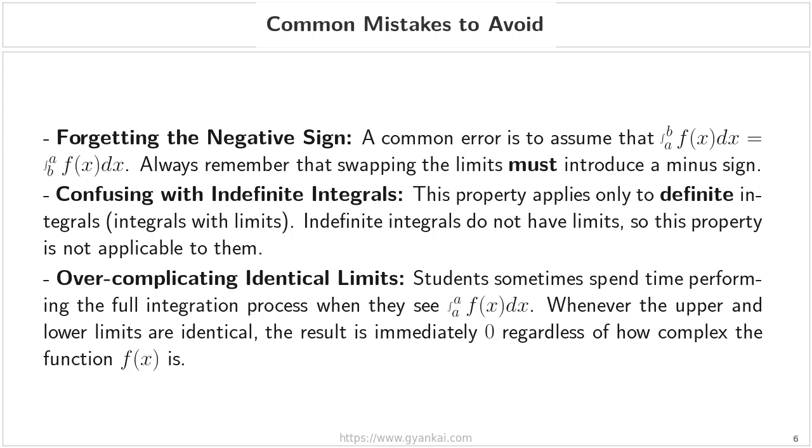Geometrically, we're looking at an area with 0 width, and algebraically, the antiderivative evaluated at the same point will always cancel out. So, you can immediately write down the answer as 0 and save yourself some time.